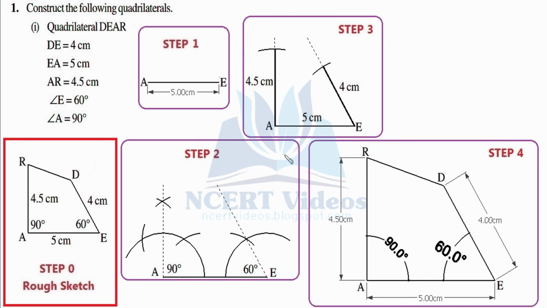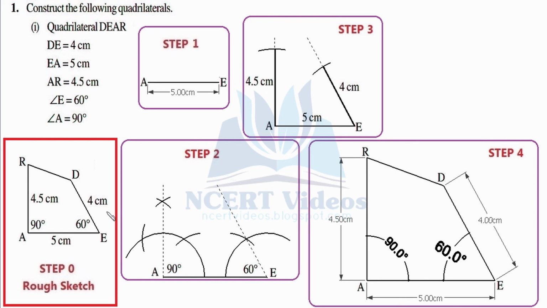In step number 3, we try to construct or mark down the dimension of line segments RA and DE. For that, first of all, we are constructing 4.5 cm. Therefore, we will adjust the compasses at a distance of 4.5 cm. Put our needle at A and try to intersect our dotted line segment. So here we intersected it and jotted down 4.5 cm as our measurement.